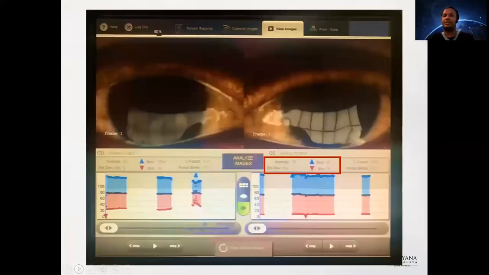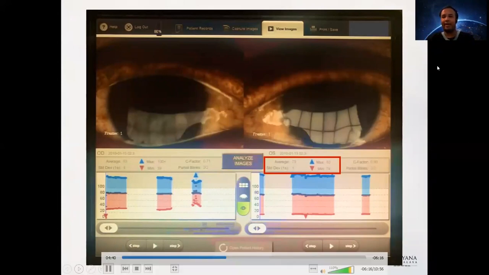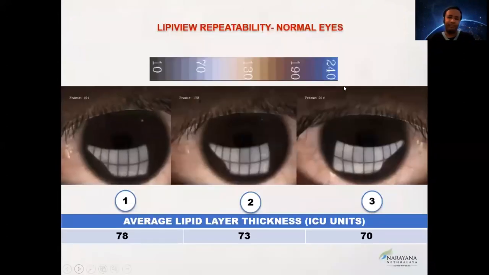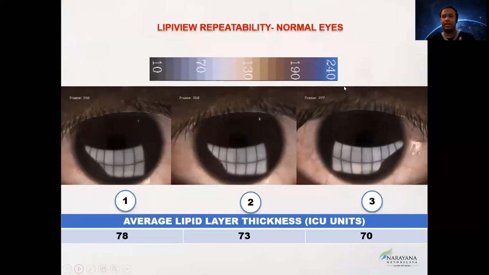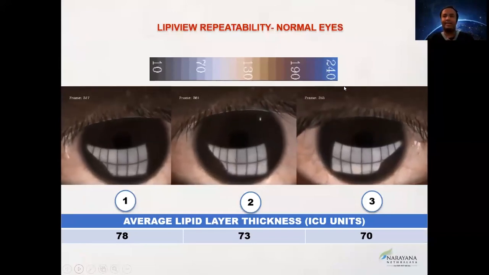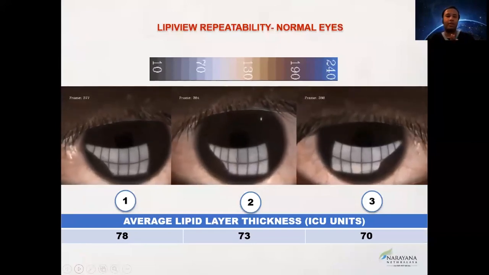LipiView again gives us an assessment of the lipid layer thickness. Like I spoke about LLT, which gives you both the objective assessment of the thickness and the morphology. In the same way, LipiView also gives you the lipid layer thickness. It is basically an interferometric analysis, and the units it uses to look at the lipid layer over the ocular surface are known as ICU or the interferometric colorimetric units. Anything which is less than 60 is considered abnormal.